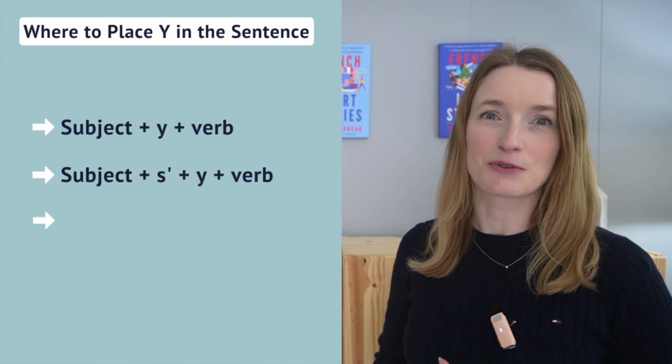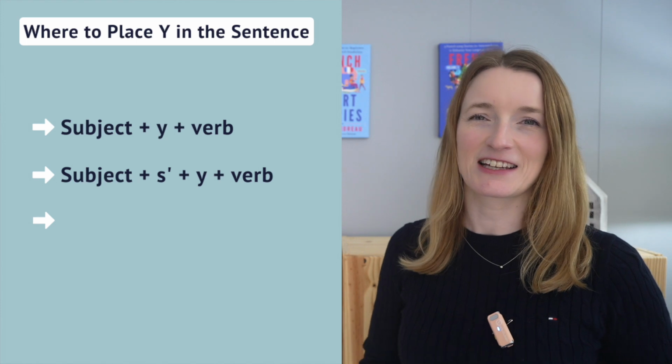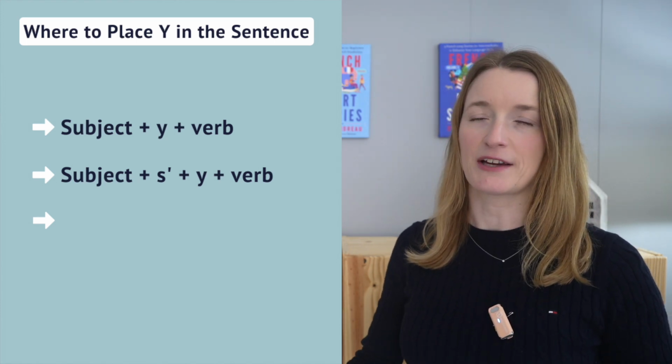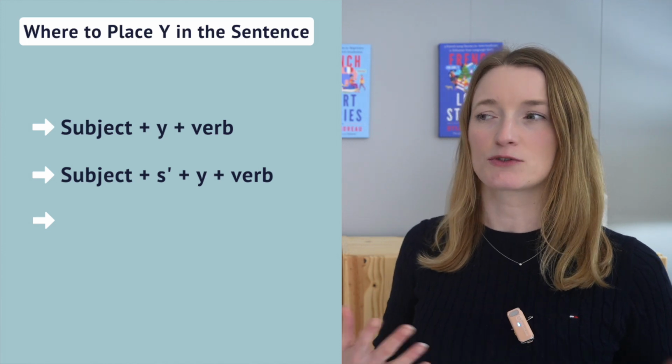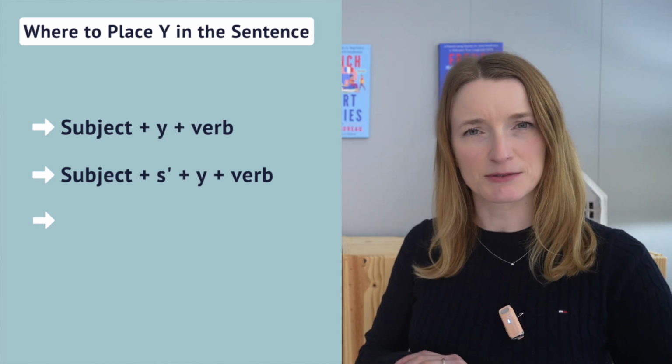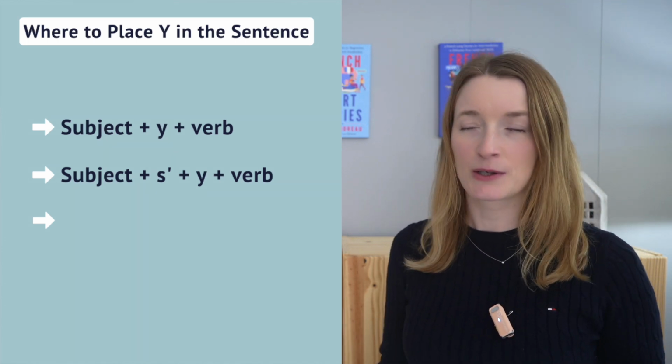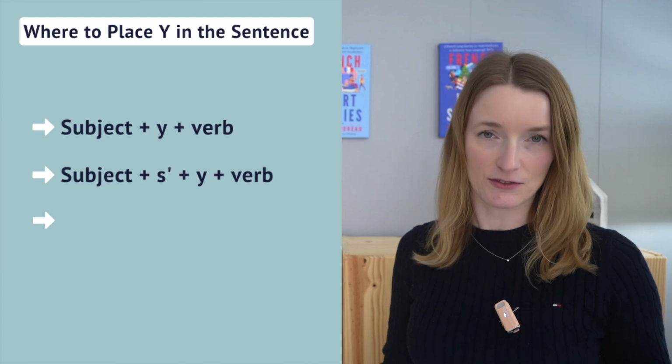When the verb is a reflexive verb, Y is placed between the reflexive pronoun and the verb. So we have the subject, and then we have se or s', which is the reflexive pronoun. Then we have Y, and then we have the verb.